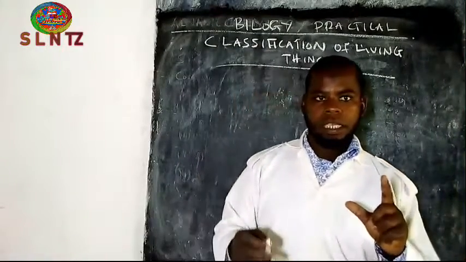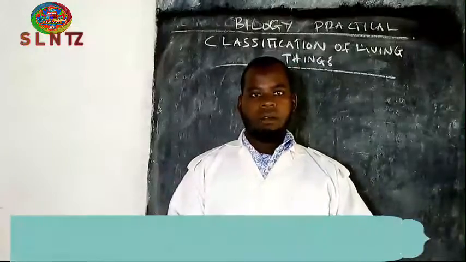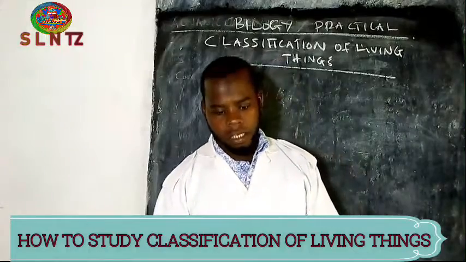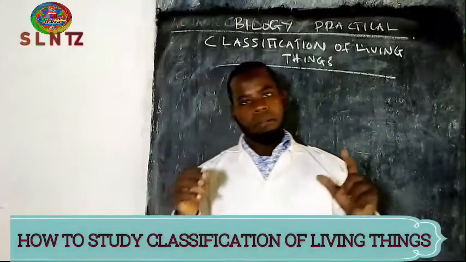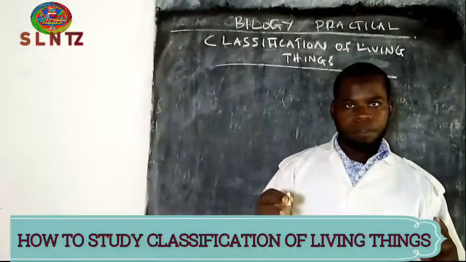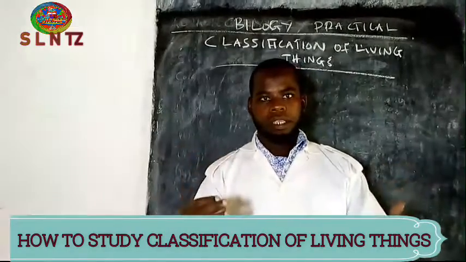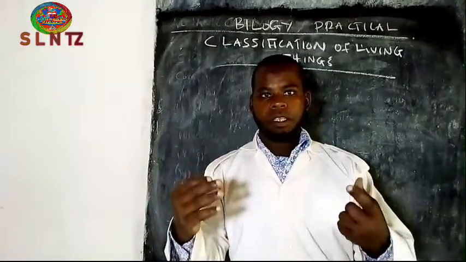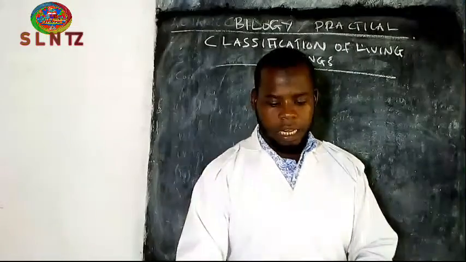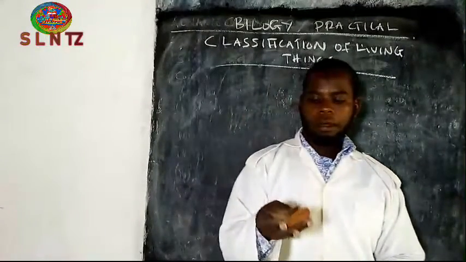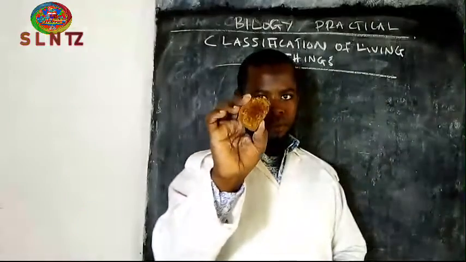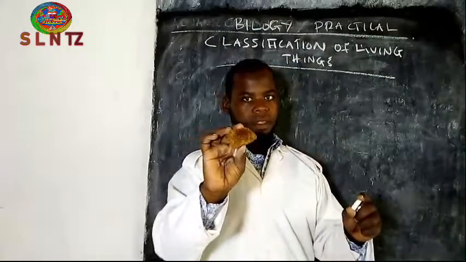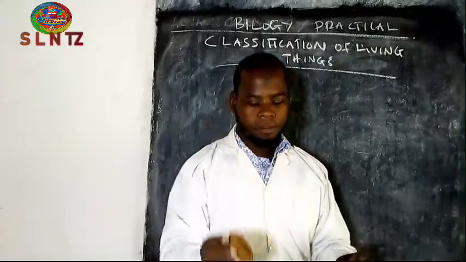Now we are going to talk about the way of studying. What we have to understand is the way of studying classification of living things. For example, when I ask you as a student, what do you understand by the classification of a certain specimen? Let's say we have a moss plant here. We have this organism, right? Do you observe? What is the classification of this?